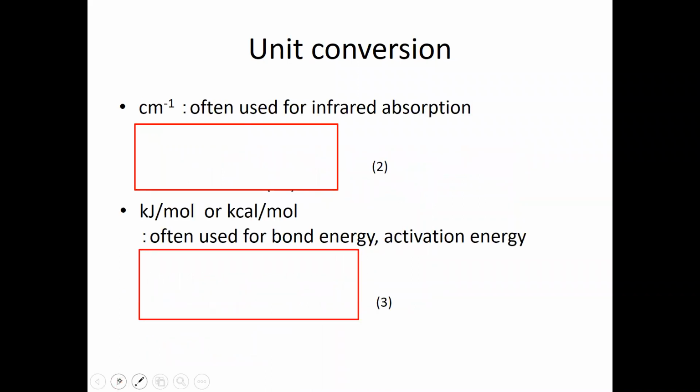So now move on. There's another type of unit which is used, which is Kaiser, and this one is frequently used for infrared absorption. If you are a chemistry student, maybe you have experience measuring the infrared absorption spectrum of organic molecules. In this case, the horizontal axis is displayed in Kaiser.